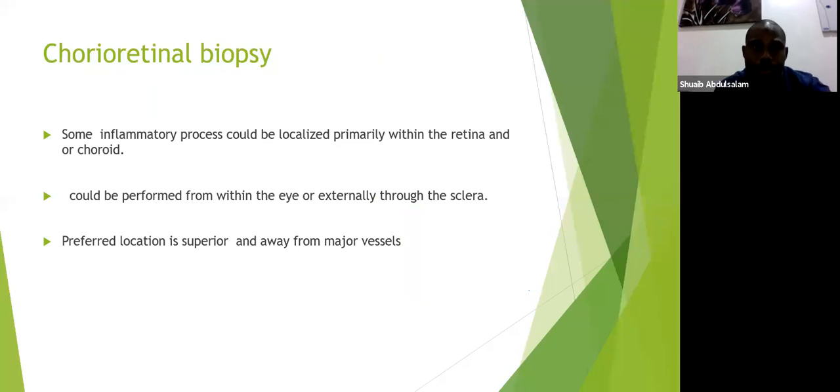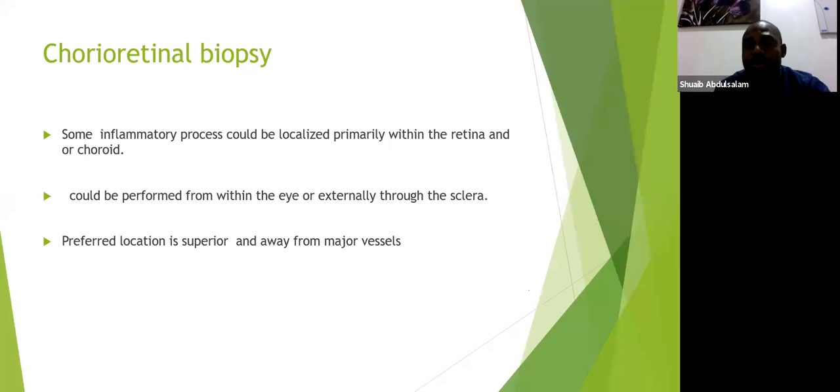So the other one I would like to talk about is your retinal biopsy, and this could actually be done in some cases where the inflammatory process is localized primarily within the retina or the choroid. In such cases, the vitreous sample might not give you any yield, and it could be performed from within the eye. While you do your vitrectomy, you go and just take a sample of the choroid or the retina, and it can also be done externally through the sclera.